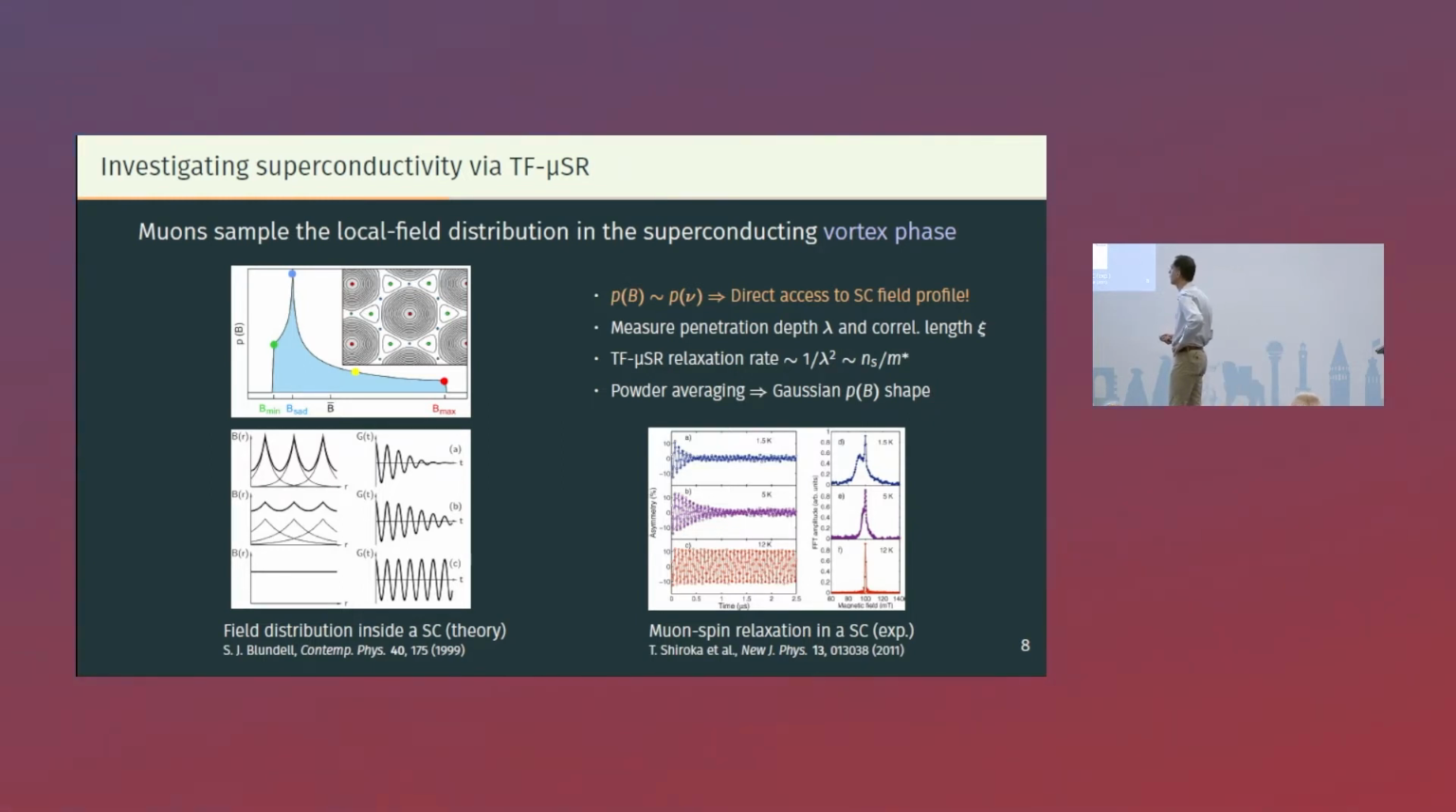You apply the field in the normal state, you see nothing. All muons see the same field. They don't decay. There is no reason to decay. They are all in phase, same polarization, and they keep it in time. No decay.